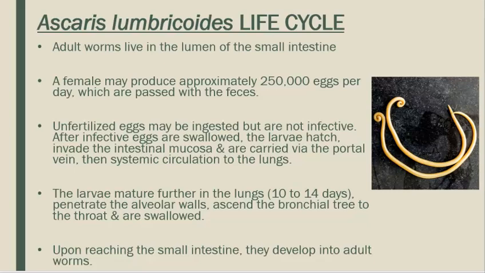After infected eggs are swallowed, the larvae hatch, invade the intestinal mucosa, and are carried via the portal vein, and then systemic circulation to the lungs. Remember, tissue phase. The larvae mature further in the lungs. This can take about 10 to 14 days. They penetrate the alveolar walls and ascend the bronchial tree to the throat and are swallowed. Upon reaching the small intestines after being swallowed, they develop into adult worms. And you can see some examples of the adult worms over here, and they're pretty good sized worms.